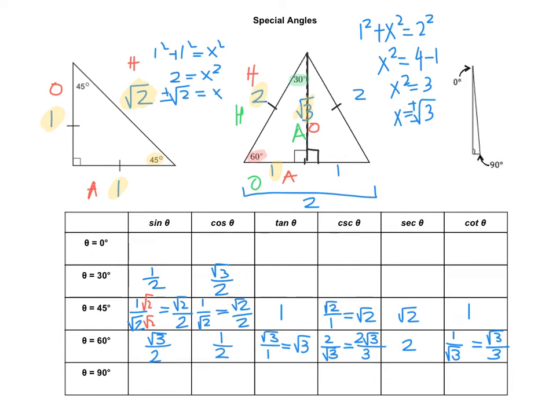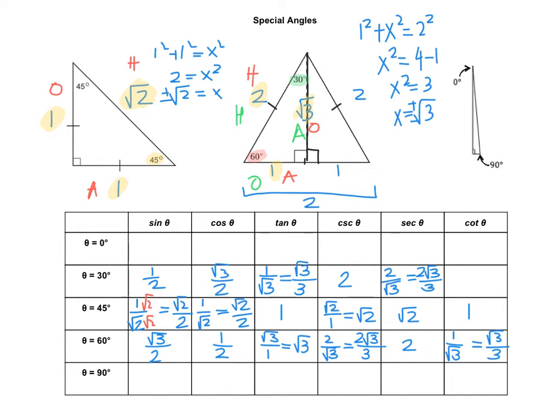Tangent is going to be opposite over adjacent, 1 over root 3, which I need to rationalize. So I multiply the top by root 3 and the bottom by root 3 to get root 3 over 3. And now I'll take my reciprocals. The reciprocal of sine, 1/2, is 2. The reciprocal of cos, or root 3 over 2, is 2 over root 3. And again, multiply top and bottom by root 3.